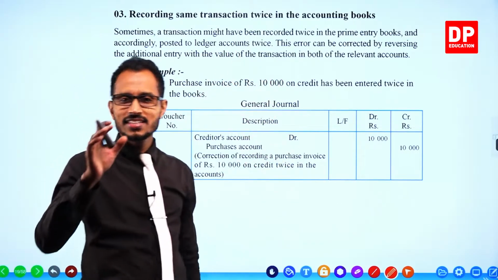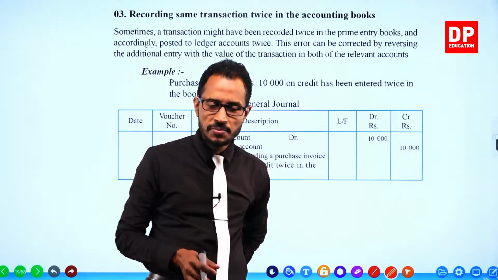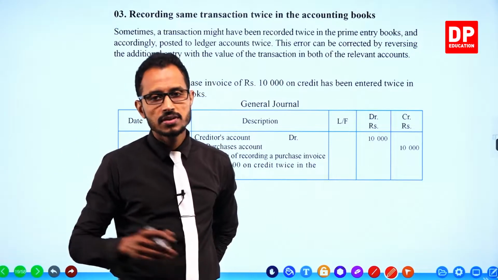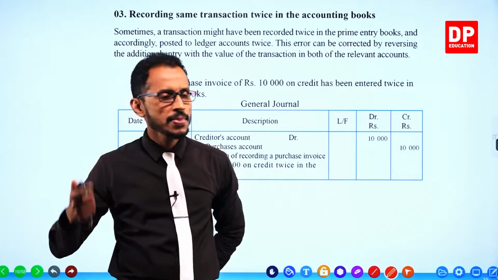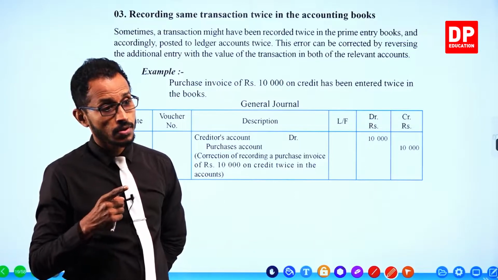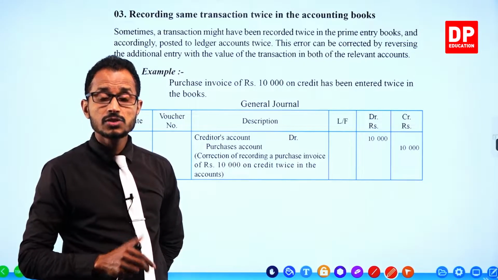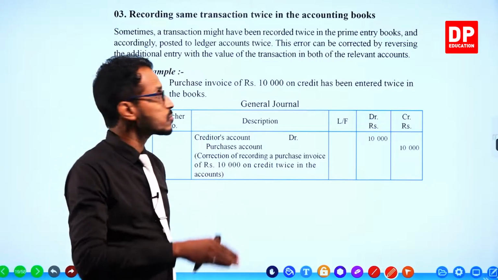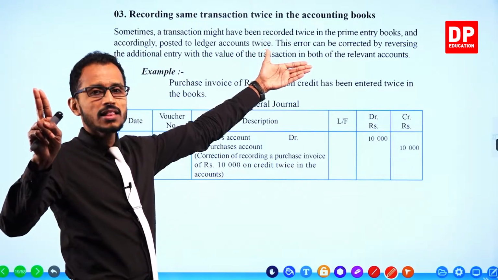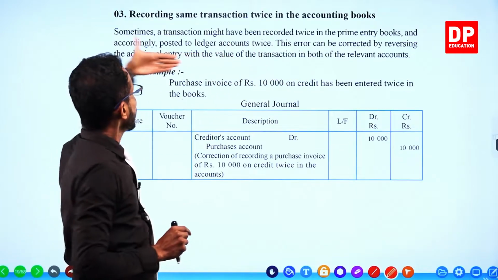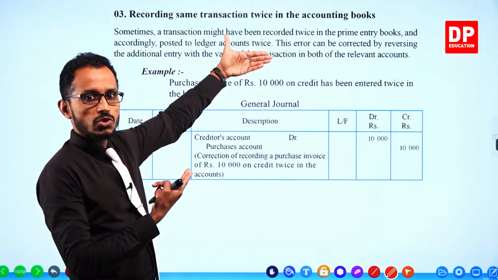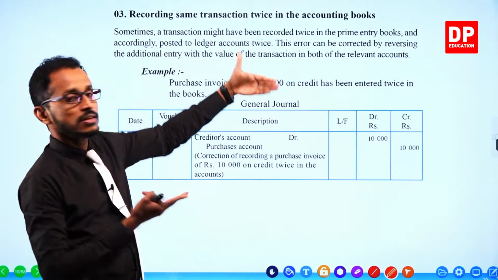Next chapter means these are the same errors that we are continuing from the point we stopped in the last video. In the last video we stopped at accounting errors which do not affect the trial balance. Here we have one more: errors which do not affect the trial balance.